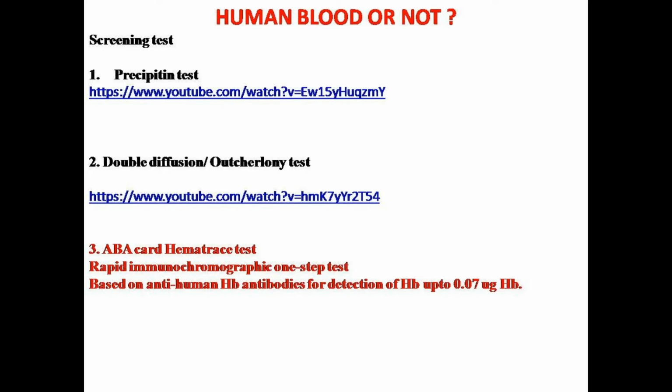Now the next question is whether the stain obtained is of human origin or animal origin. For this, two tests can be done. First is the precipitin test or Auchterlonie test given by Huelen-Huth. In this test, human serum or blood stain obtained from the crime site is mixed with the human antiserum.